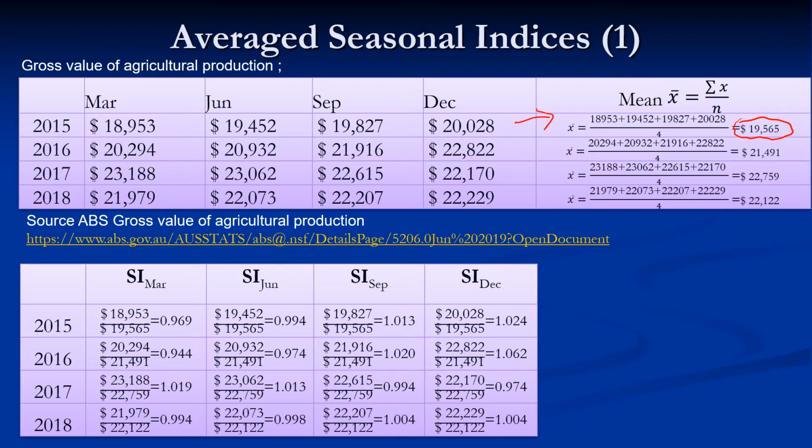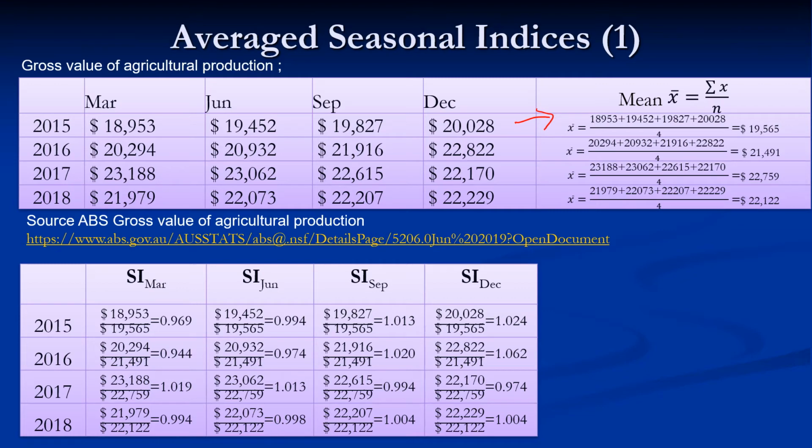So for example, in 2015, an average season produced 19,565, whereas in 2016 an average season produced 21,491. In 2017, 22,759, and in 2018, 22,122. So we can see that the drought's probably been kicking in a little bit there because that's gone down a little bit, but otherwise it's certainly been increasing, hasn't it?